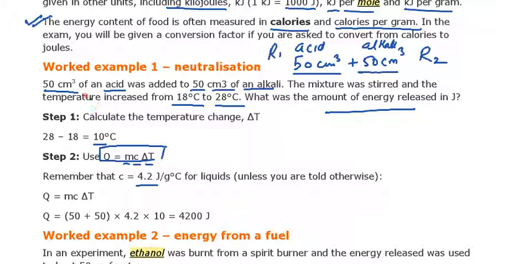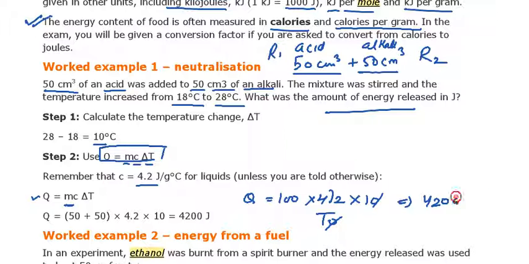Then the Q value, the mass, shows how much of the reactant there is, that is 50 centimeter cube of acid and 50 centimeter cube of alkaline, which means the total amount is 100. So the mass value is 100. So for this equation we can put 50 plus 50 is 100, the C value is 4.2, and the temperature change is 10. If we multiply all these values, you will get 4200 joule.